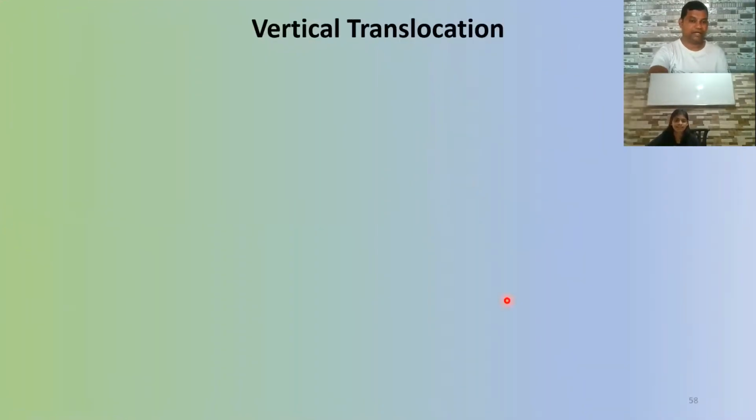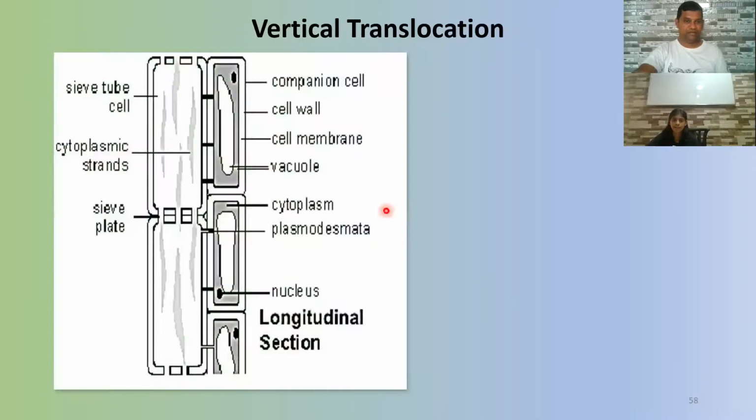So vertical translocation. Observe this diagram carefully. ये है sieve tube का cell, one after the other. Sieve tube cell one after the other. With every sieve tube, just adjacent to it, there is a companion cell. The companion cell has its own nucleus. Sieve tube does not have a nucleus.